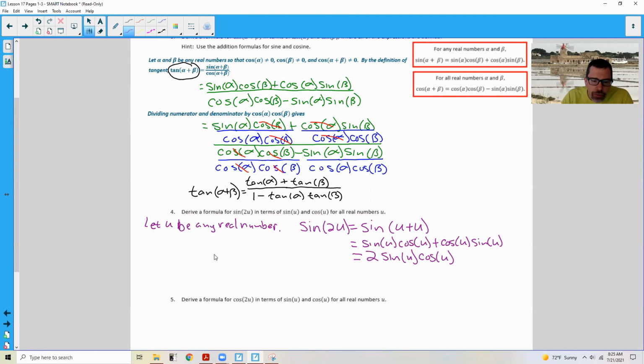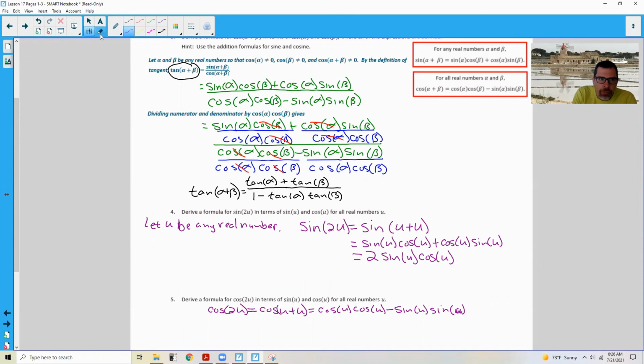Okay, number 5. Derive a formula for cosine 2u in terms of sine u and cosine u for all real numbers u. So you want to say let u be any real number again. I'm not going to write that, but that's what you have to write there. And then you say the cosine of 2u equals the cosine of u plus u. Okay, and that is going to equal right here cosine of u, which is our beta, minus sine of u, right? Since alpha and beta are the same.